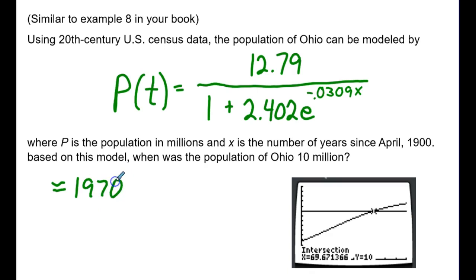So you could just round that to approximately 1970. Okay, you could round that 69.6 up to 1970. Or if you wanted to be a little more specific, you could go 1969, and then 0.67 is approximately 2/3, so that would be 8 months. So this would be 69 years and approximately 8 months. So in 1969, 8 months into that year, the population of Ohio would be approximately 10 million.